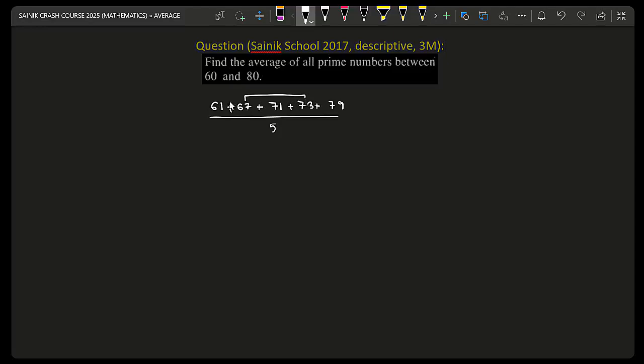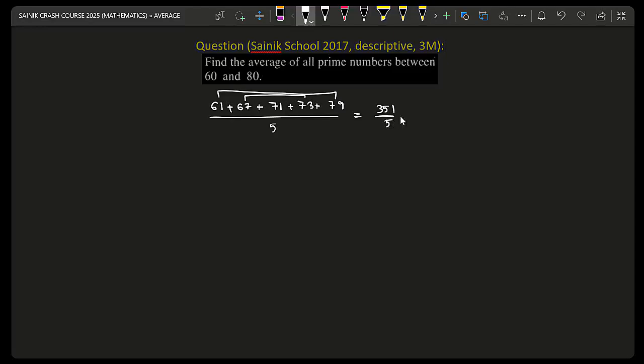And similarly, in any other group we have to take? 61 and 79. What is their sum? 140. So 140 plus 140 is 280. 280 plus 71 is 351. Yes, 351 divided by 5.